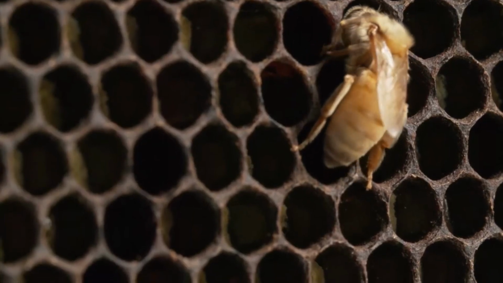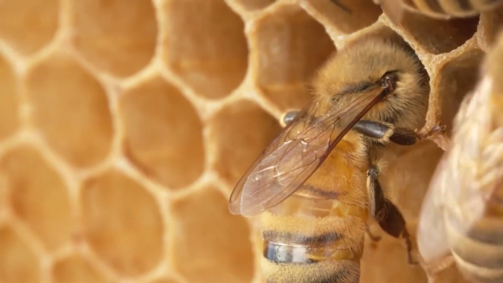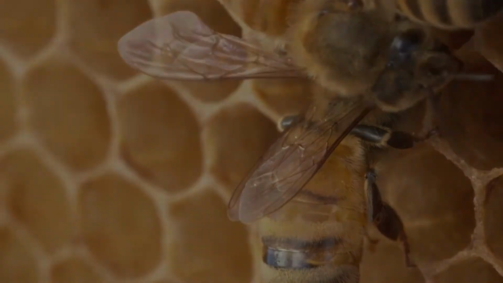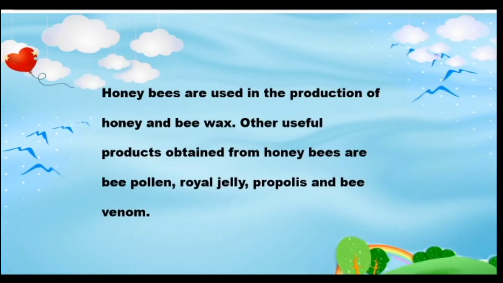The young one seems to be in that, and that we call royal jelly also. So these are the things we are going to study. Honeybees are used in the production of honey and beeswax. So normally we get honey from the honeybee, as well as beeswax. Other useful products obtained from honeybees are bee pollen, royal jelly, propolis, and bee venom.